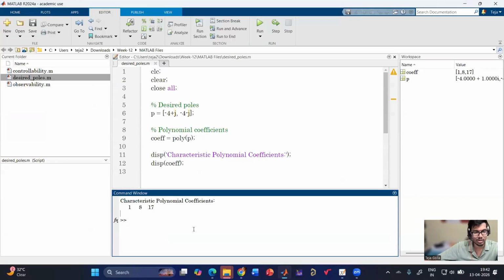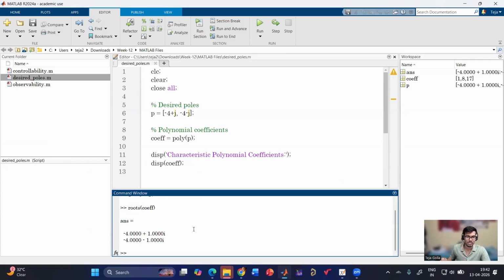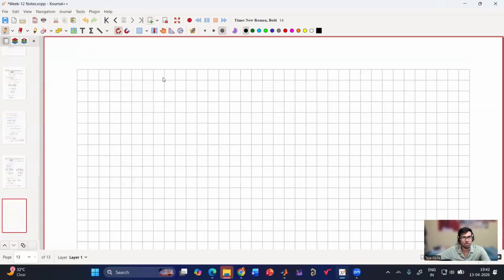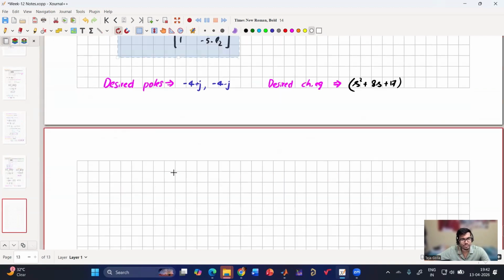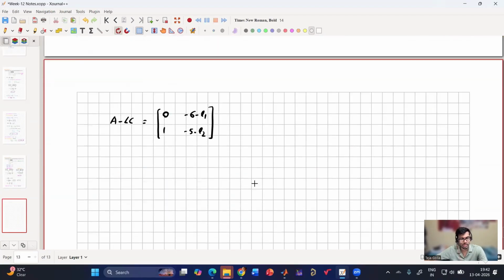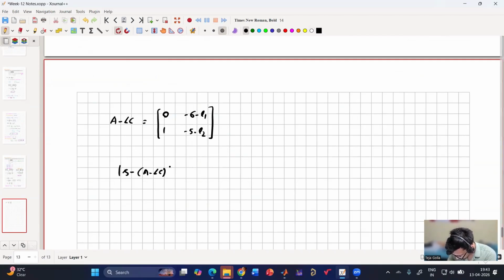But as I said, I'd like to cross check the roots of the coefficients. Minus 4 plus j, minus 4 minus j. Very good. Now let us solve for A minus LC. So I have to calculate the determinant of sI minus A minus LC.